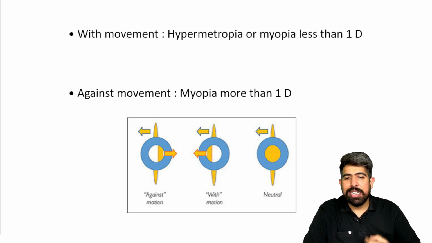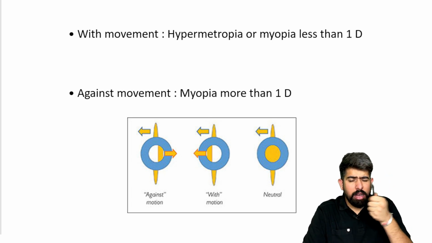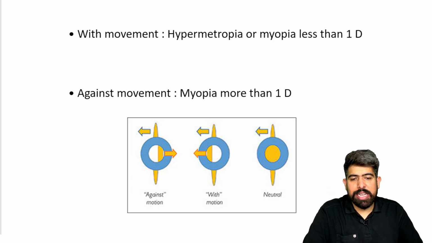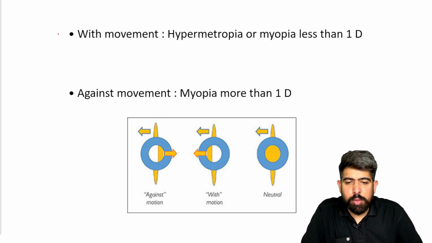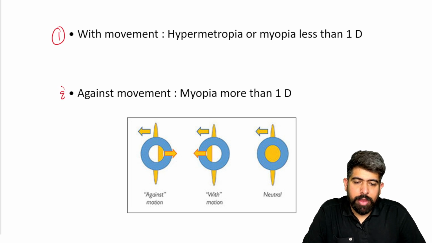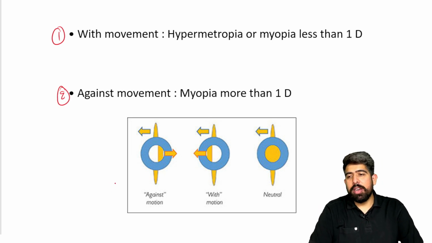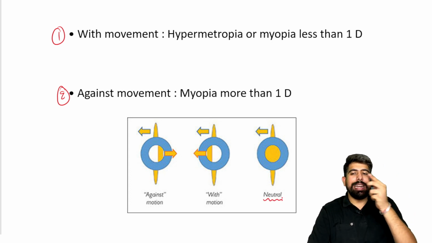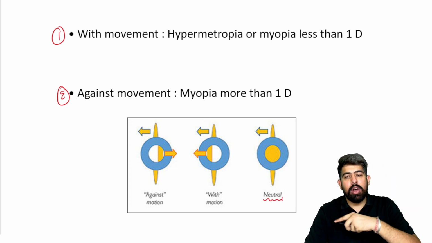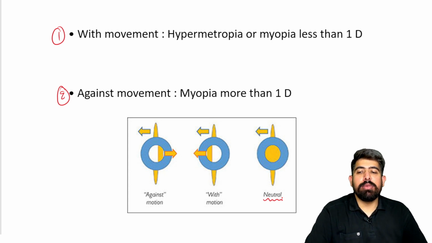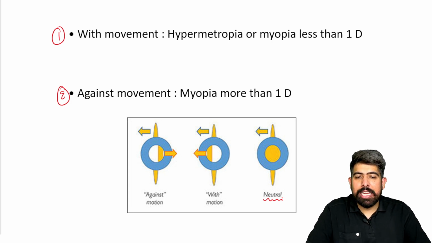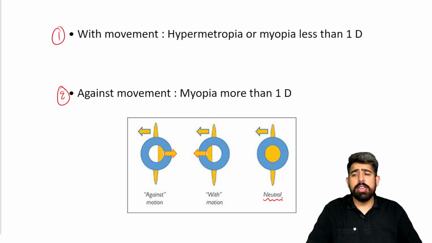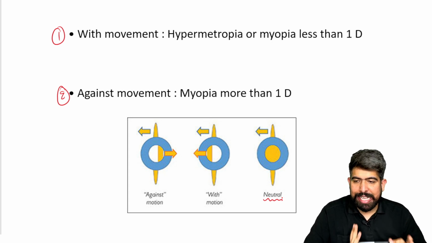And how do we do this test? We will move this instrument, and we have to see the movement of the reflex, right? Two movements are possible here. The first one is the neutral. It means if I move my retinoscope to the right or left side, or up and down, the reflex will not move anywhere. It means the patient is emmetropic, with no refractive error, or the patient is normal. We can say that.